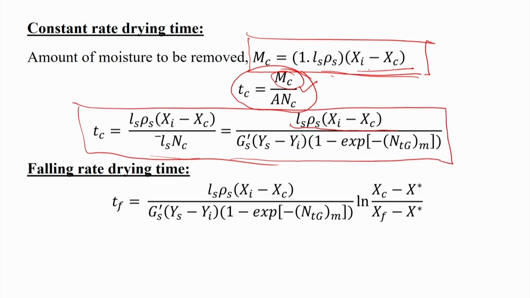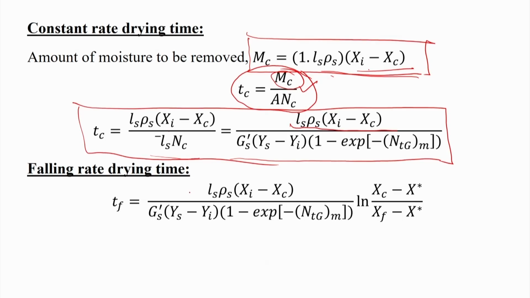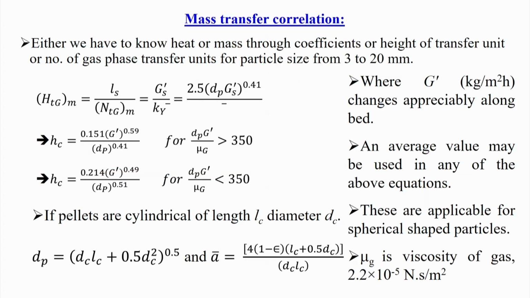For the falling rate period, the expression is L s into rho s into x I minus x c, divided by G s prime into y s minus y I into 1 minus exponential of minus n t g, into ln of x c minus x star by x minus x star. From there we get the total drying time, that is T c plus T f.